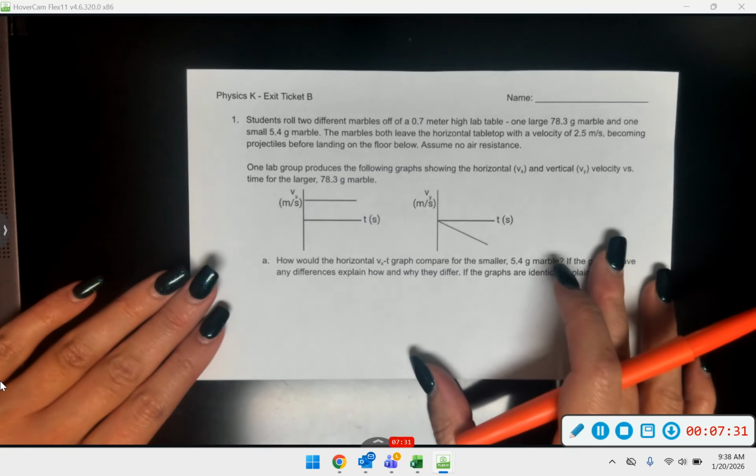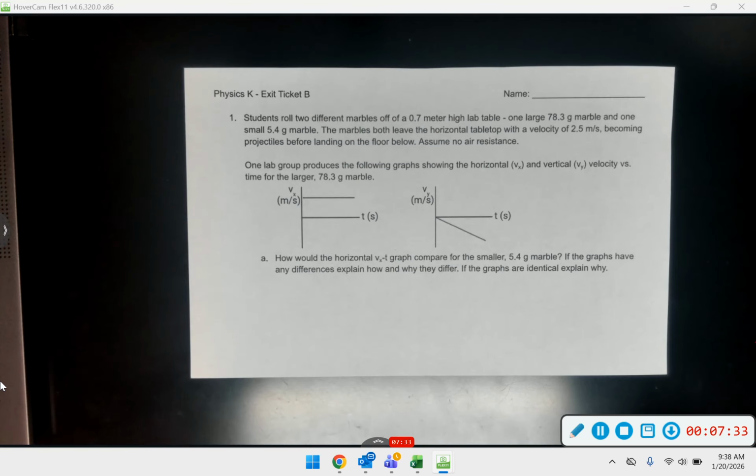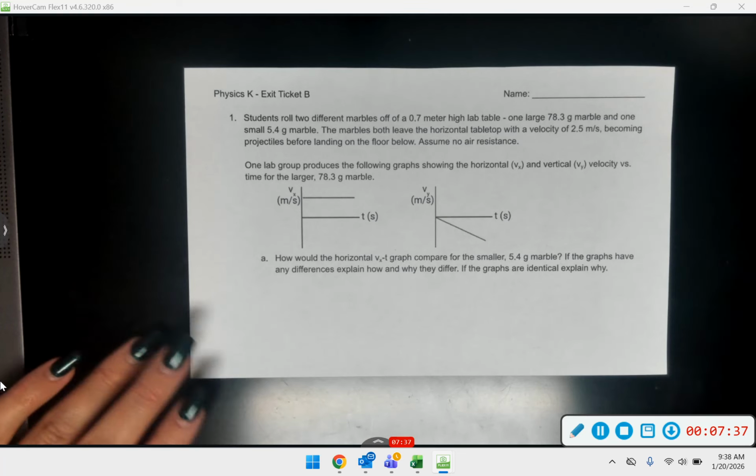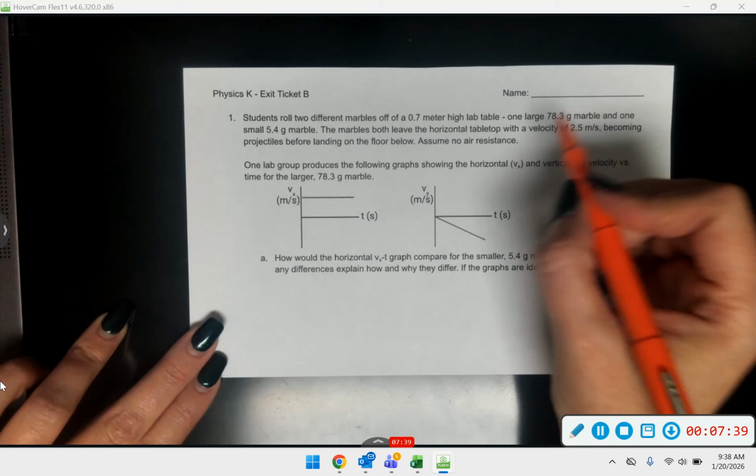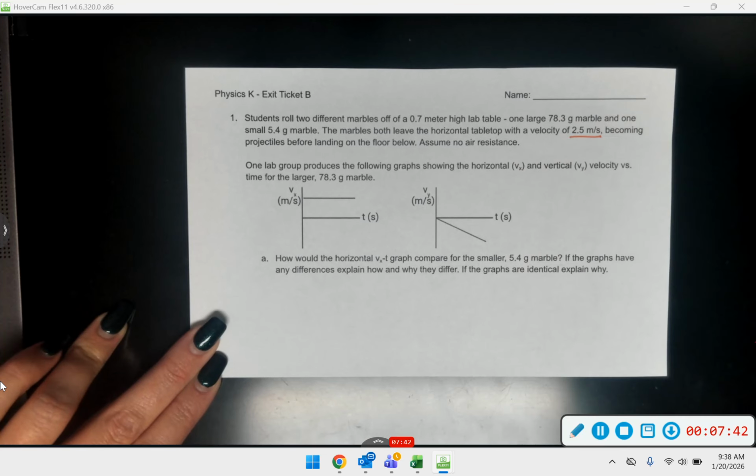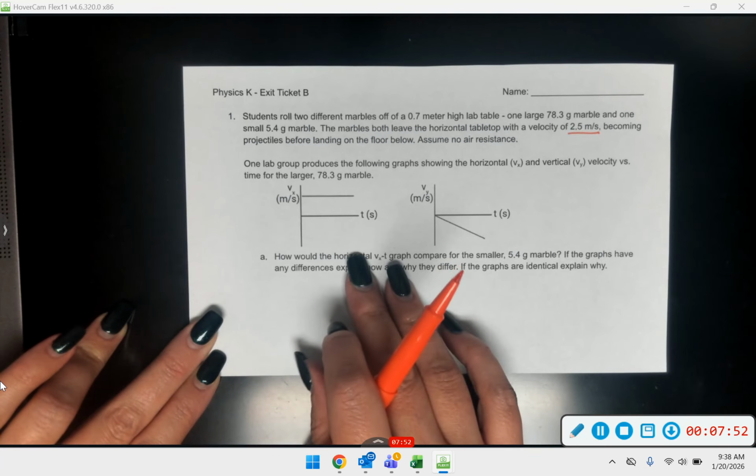All right, let's take a look at form B. It's actually the exact same scenario. It's still a 0.7 meter high lab table. It's still two marbles with different masses. They're still leaving with the same velocity. And we're still looking at graphs, but they're not the same type of graphs. The graphs in form A were position time graphs. The graphs here are velocity time graphs.